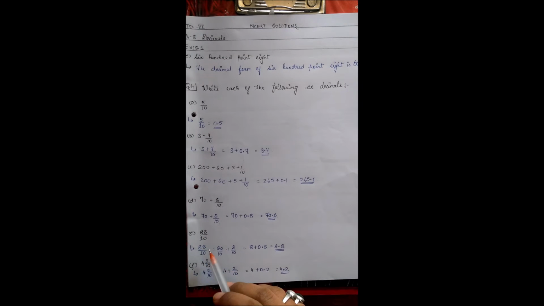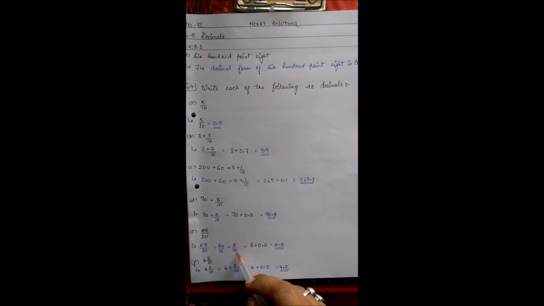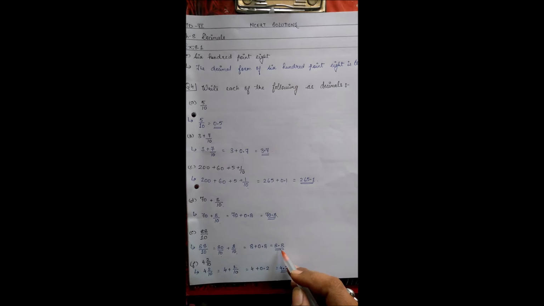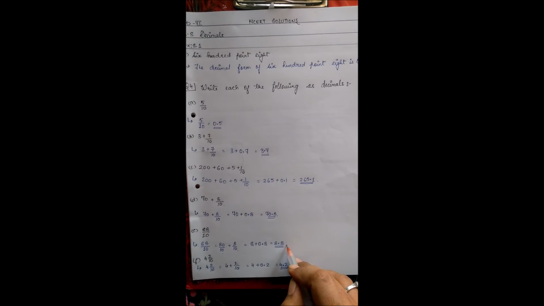88 upon 10. So 88 upon 10 can be written as 80 upon 10 plus 8 upon 10. That is 8 plus 0.8. That is 8.8. 4 and 2 by 10 can be written as 4 plus 2 upon 10. That is 4 plus 0.2. That is 4.2.